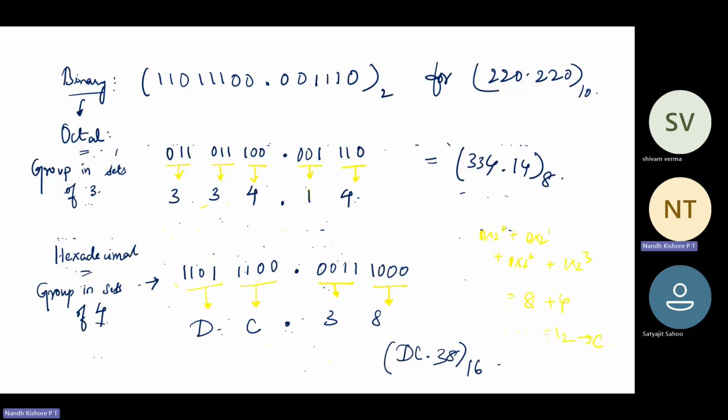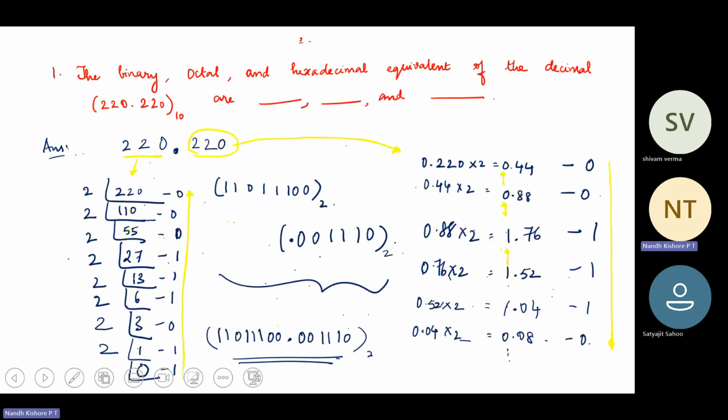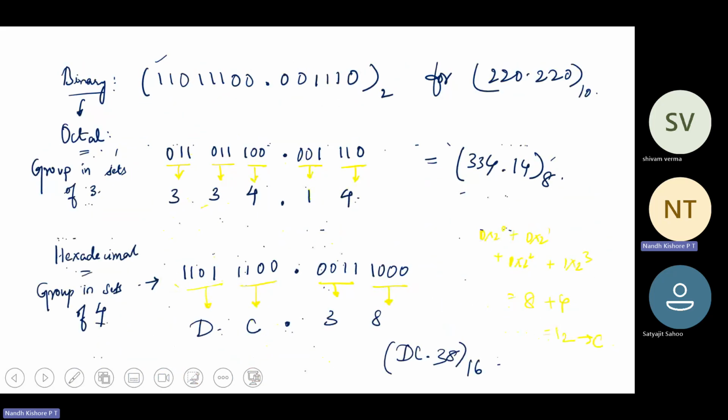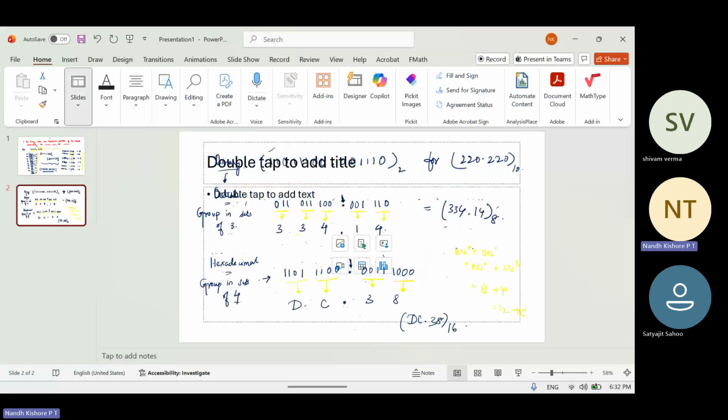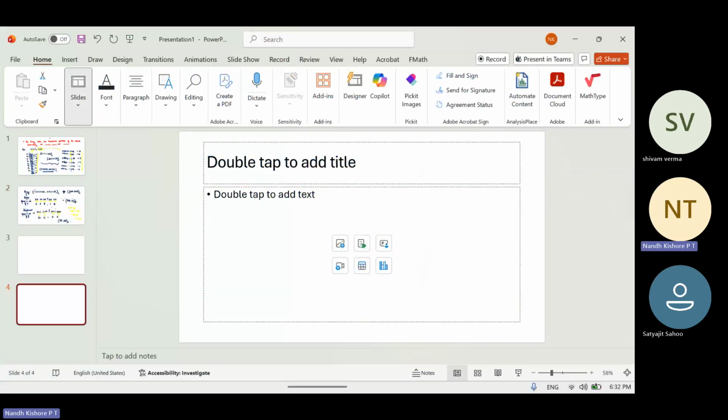Okay, so you have found out the numbers in binary, octal, and hexadecimal. So to find out in octal and hexadecimal, it's better you do it in binary and then group it in sets of 3 or group it in sets of 4. That will give you the answer, and always the reference point should be your decimal point. So I hope the first question is clear. Next, let's go ahead with the next question.